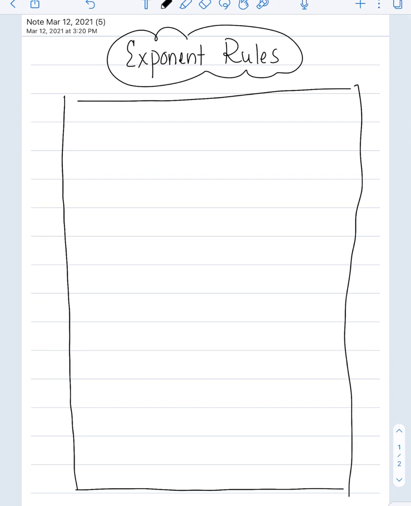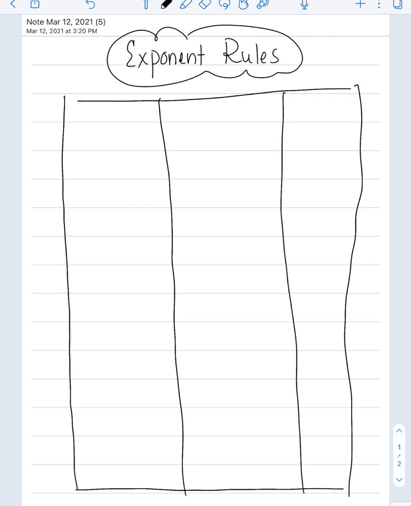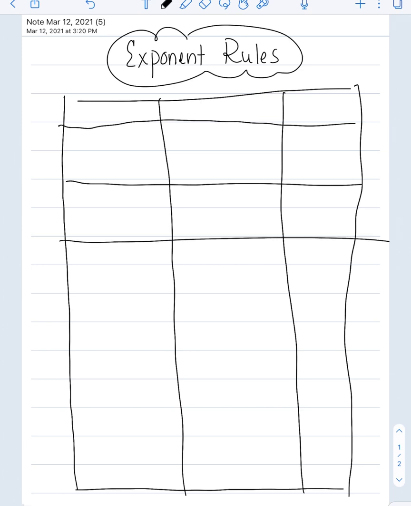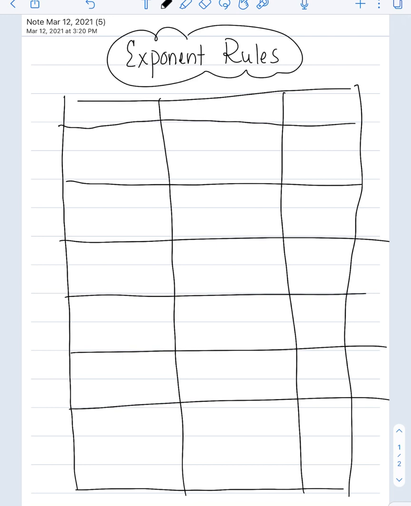So in this table, I want you to have 3 columns. I want you to make one title row, and then the rest of them, I want you to make 1, 2, 3, 4, 5. So a total of 6 rows. 1, 2, 3, 4, 5, 6. That worked out perfect. And you'll notice my lines aren't perfect. Do the best you can.